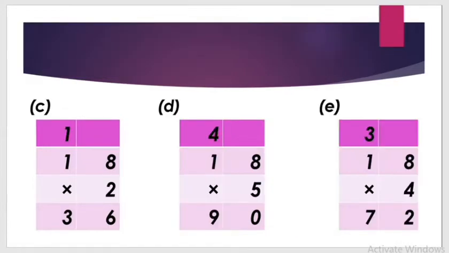Now we move on. Question number C. What is question number C? Now check it.